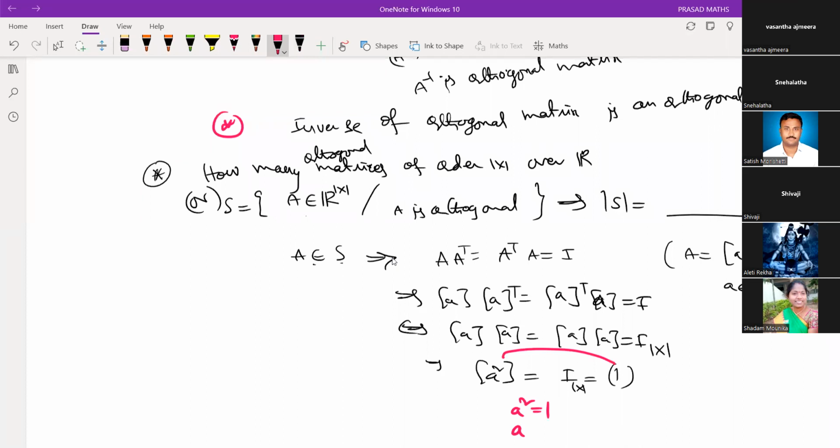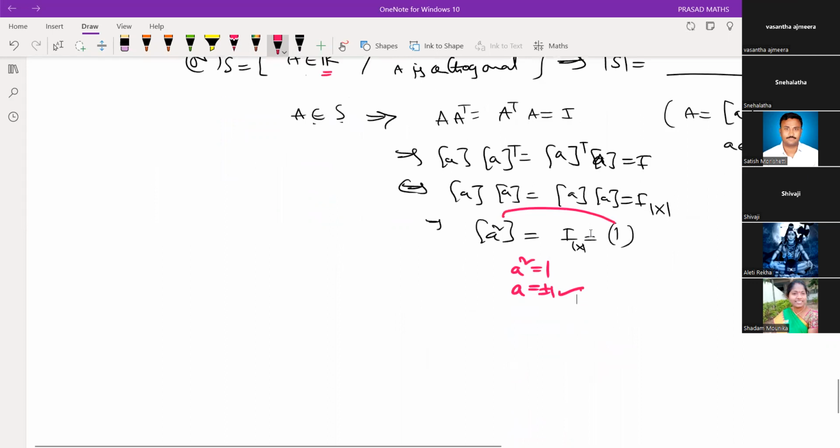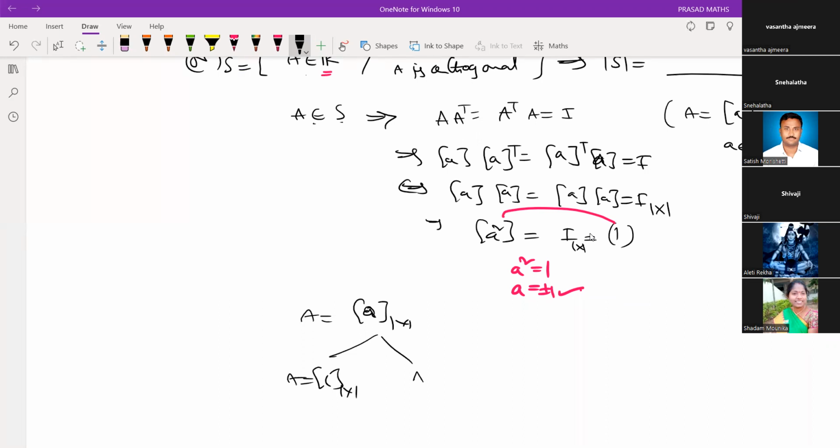Therefore, A is a real entry, so A equals plus or minus 1. What are the possibilities of A? We assume this is an orthogonal matrix. A can be the singleton matrix 1, or the singleton matrix minus 1. There are two possibilities. So what is the cardinality of S now?